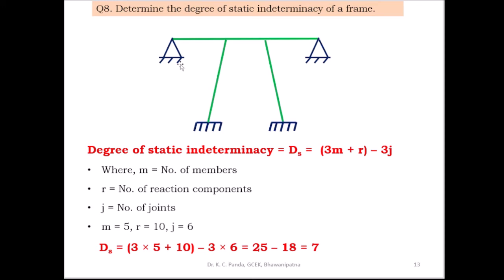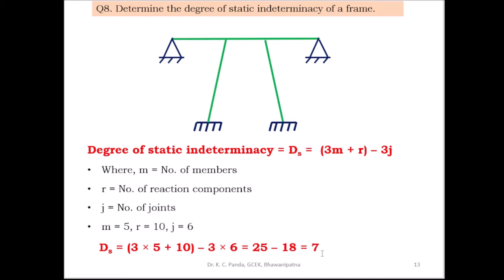Number of reaction components 2, 2, 3, 3. So 2 plus 2 plus 3 plus 3 is equal to 10. The number of joints are equal to 1, 2, 3, 4, 5, 6. J is equal to 6. Then the degree of static indeterminacy is equal to 3 into 5 plus 10 minus 3 into 6 is equal to 25 minus 18 is equal to 7.